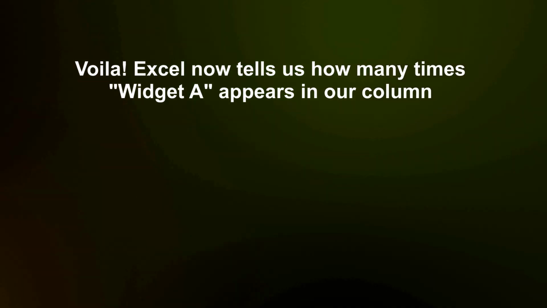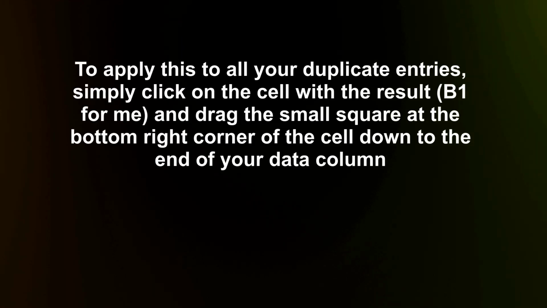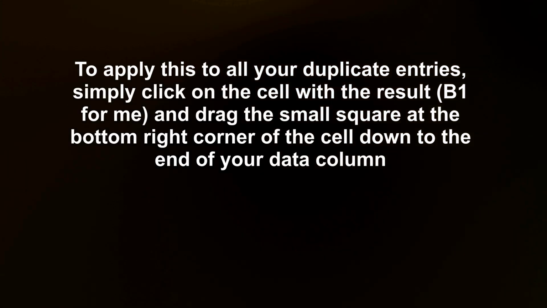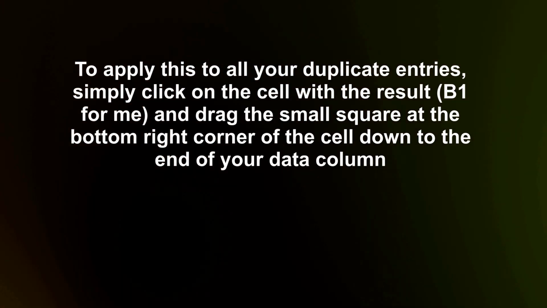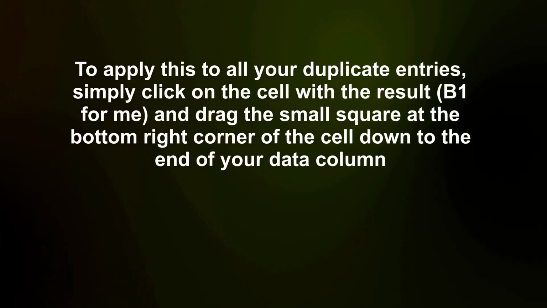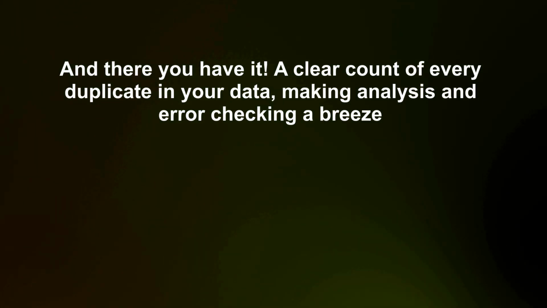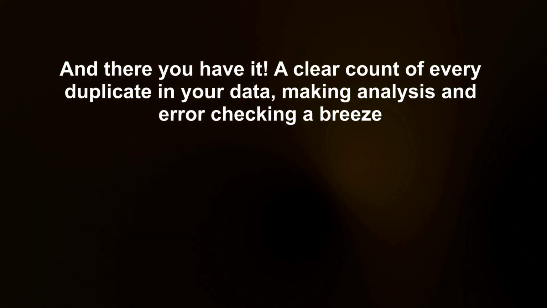Voila! Excel now tells us how many times widget appears in our column. To apply this to all your duplicate entries, simply click on the cell with the result, B1 for me, and drag the small square at the bottom right corner of the cell down to the end of your data column. And there you have it, a clear count of every duplicate in your data, making analysis and error checking a breeze.